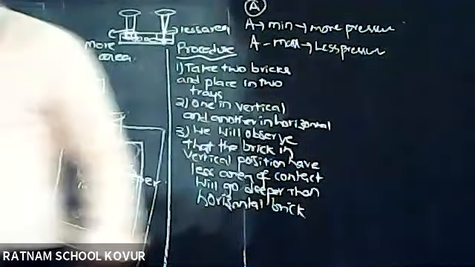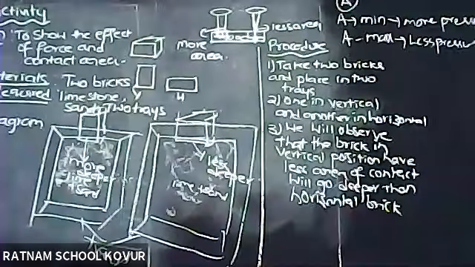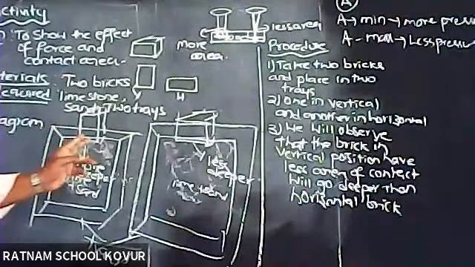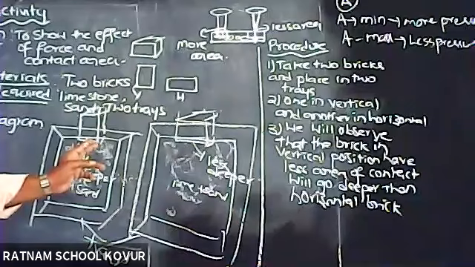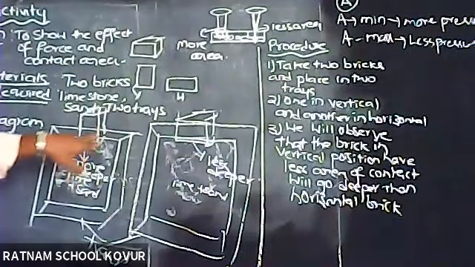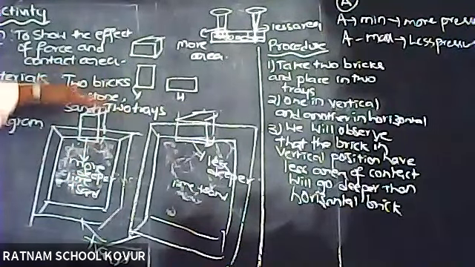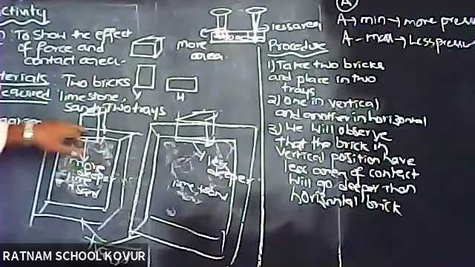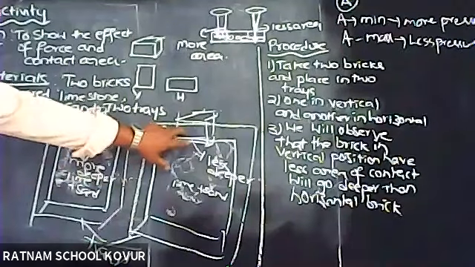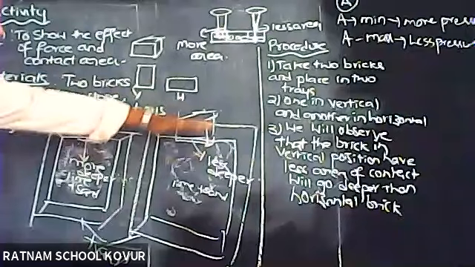So you can see the brick which is kept vertically, since it is having very less area, more pressure will be felt on this and it will go deep into this. Whereas the brick which is kept horizontally has more area, so only less pressure will come, and it will go less deep.